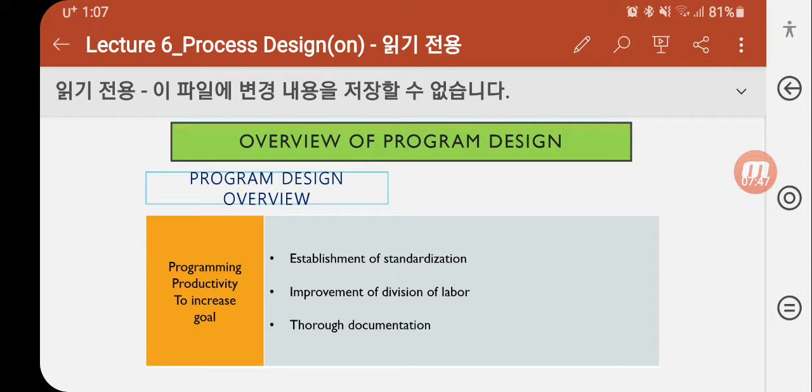Programming productivity to increase code. Establishment of standardization and improvement of division of labor through documentation are three goals to increase productivity.